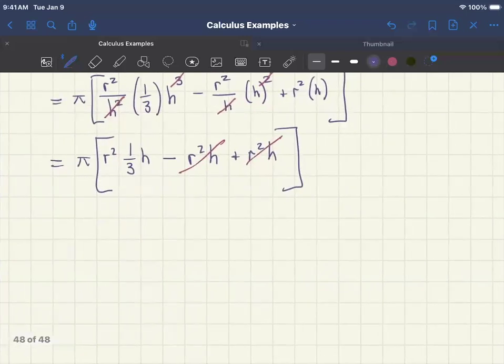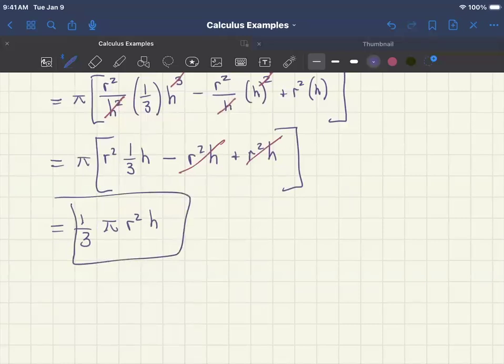And we are left with, let's pull that 1/3 all the way out to the front, our pi r squared h. And that is exactly what we said we should get as the volume of our cone. Oh, that was a lot of work, but it was very beautiful and very worth it.